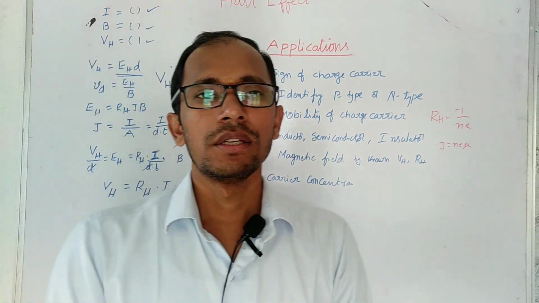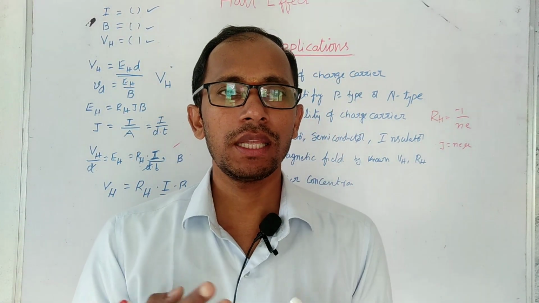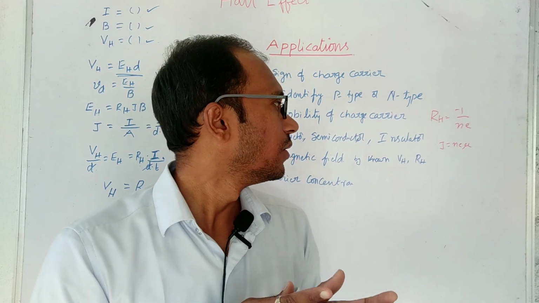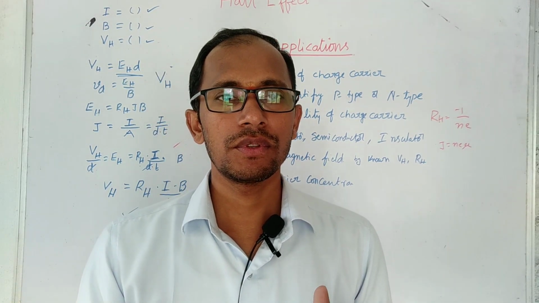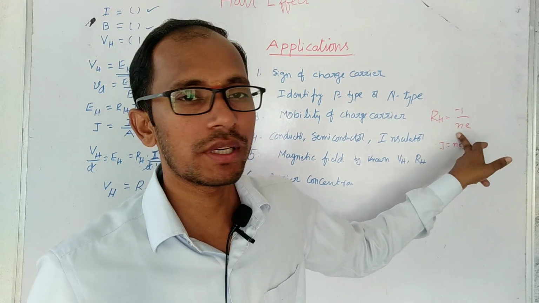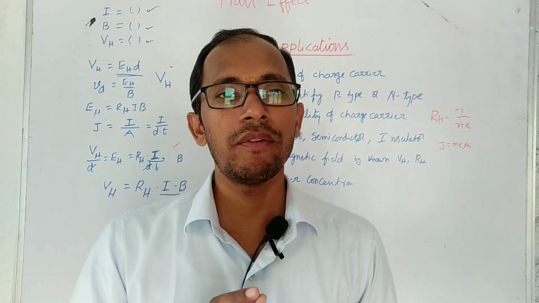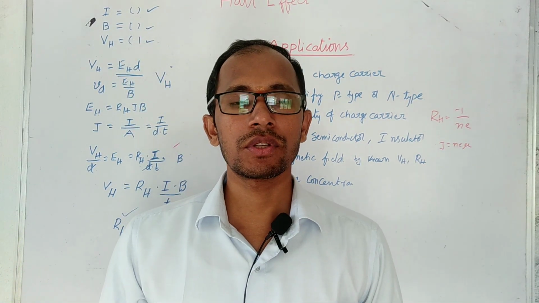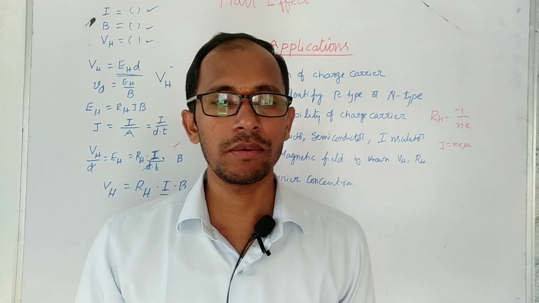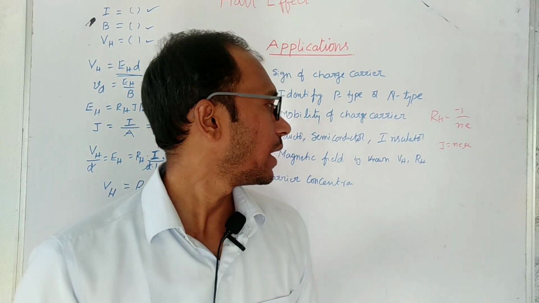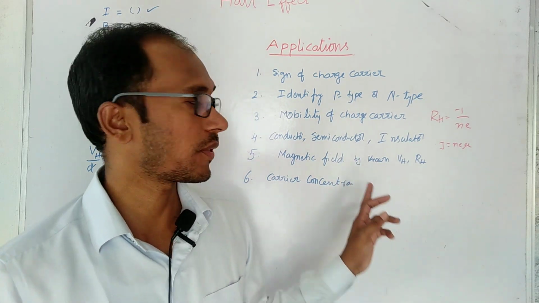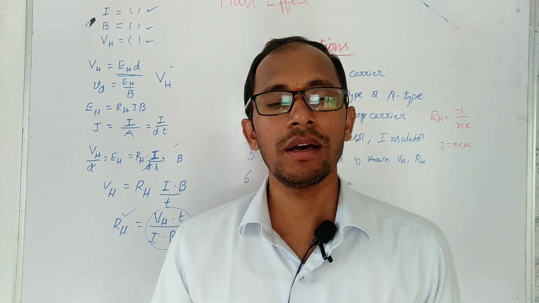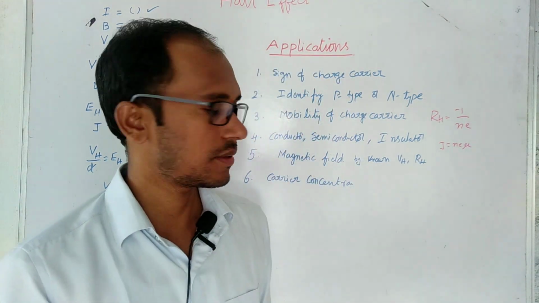After that, we can identify whether the given material is a conductor, semiconductor or insulator. How can we identify it? From the concentration of the charge carriers, the carrier concentration. A conductor will have a high concentration of charge carriers, low concentration means it could be an insulator, and if it is intermediate, then we can say it is a semiconductor. So we can identify whether the given material is a conductor, semiconductor or insulator from this Hall effect experiment.